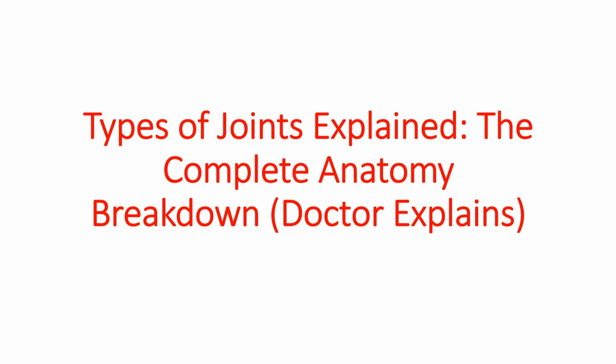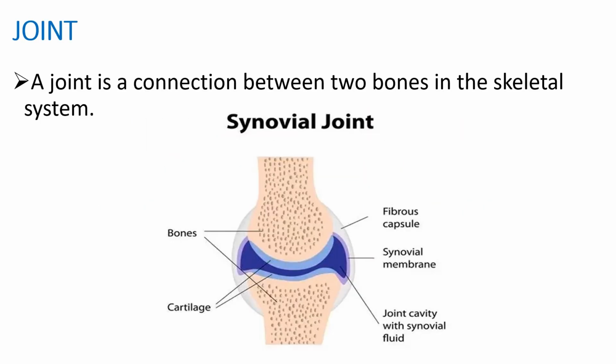In today's presentation, we will examine the major anatomical classification of the joints within the human skeleton. We will explore the structural and the functional properties of the joints. A joint is a connection between two bones in the skeletal system. We can say that it is an anatomical junction where two bones meet, and it serves two major purposes. One is to permit varying degrees of movement, and number two is to ensure structural stability.